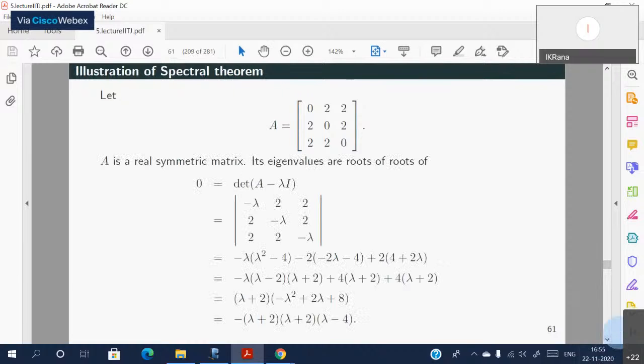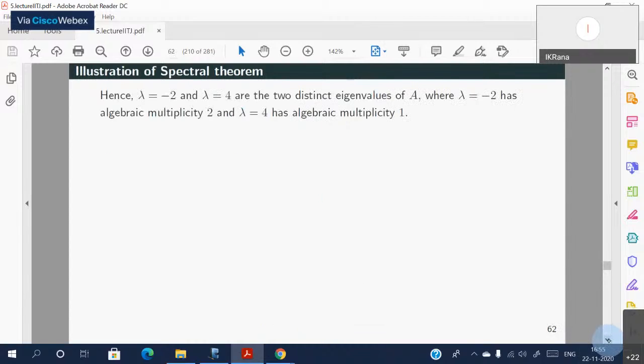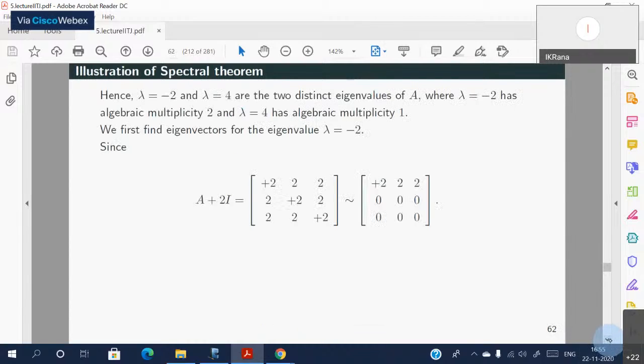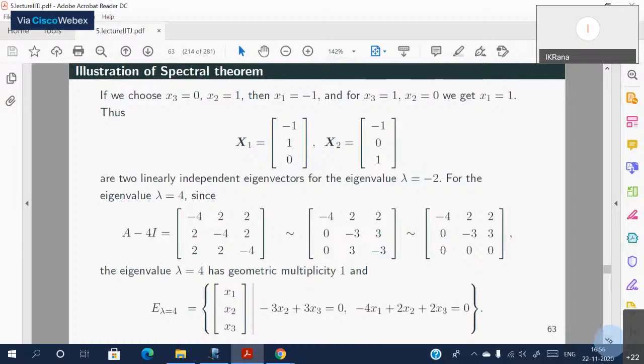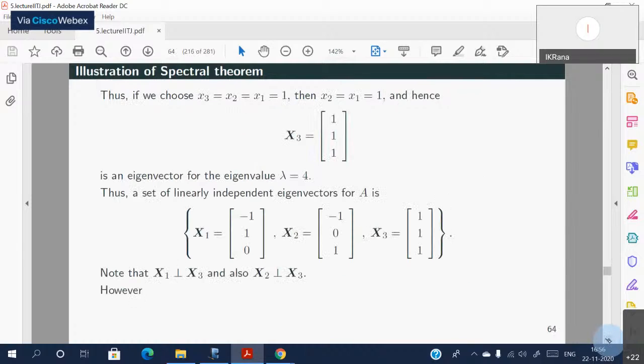This is an example. Dilpreet, how much time can I take? 5 minutes more? Okay. No, I'm just asking. Hello.